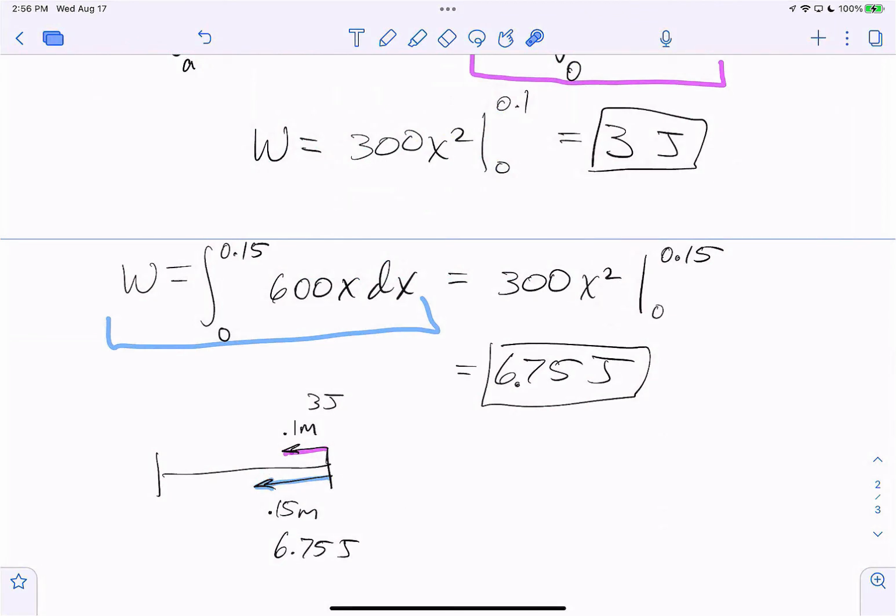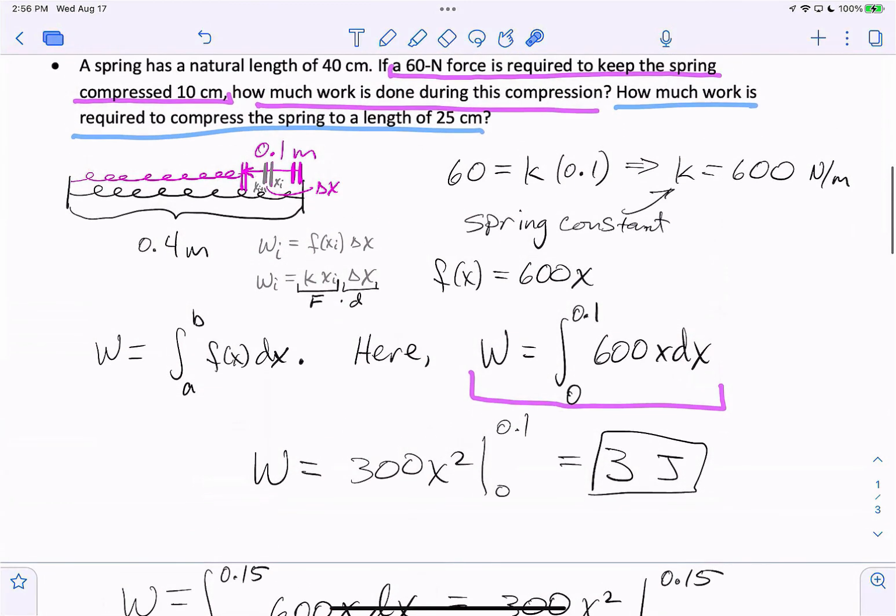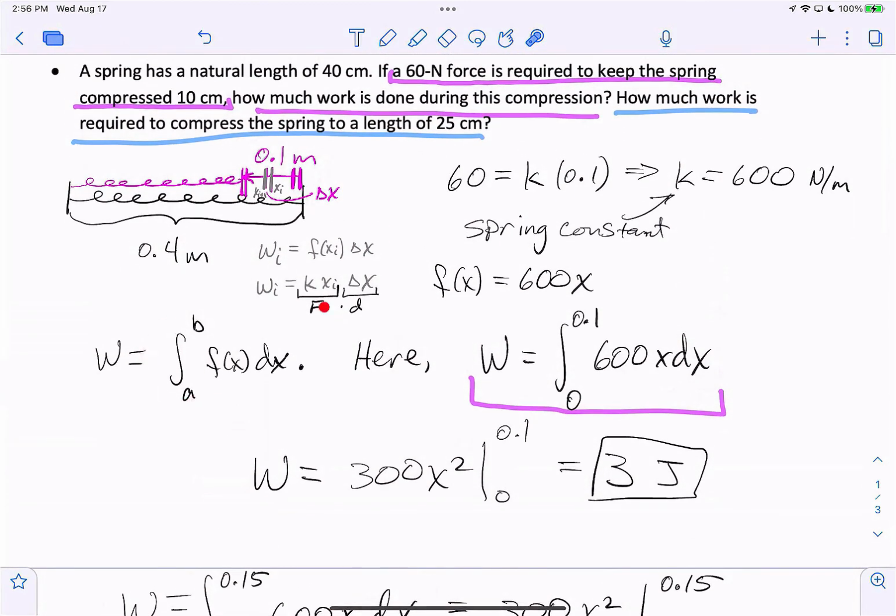That's what's going on. As we compress the spring, it becomes harder to compress, and so more work is being done in moving it. Now, folks, the reason that we are using an integral is because the force is changing. Calculus is a study of changing scenarios. And so with a force that's changing, we need to use an integral.